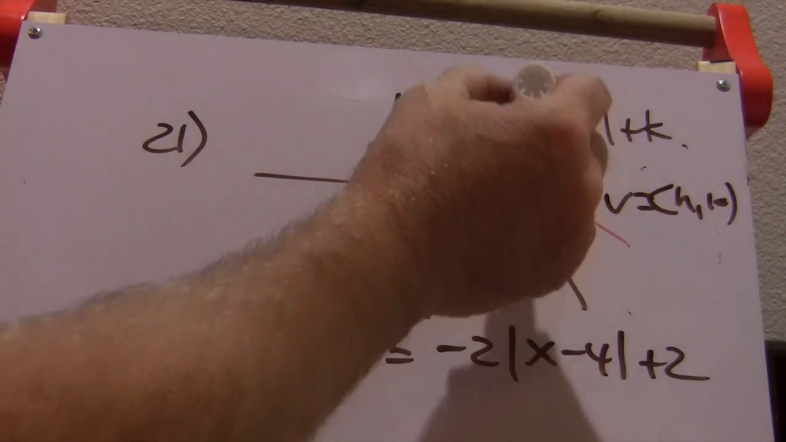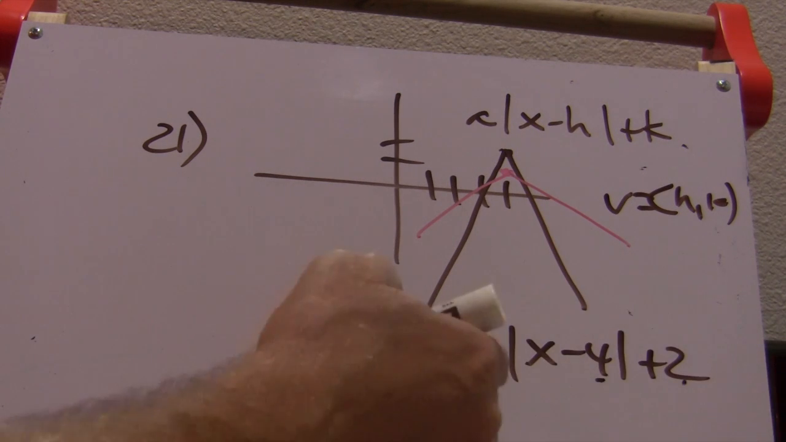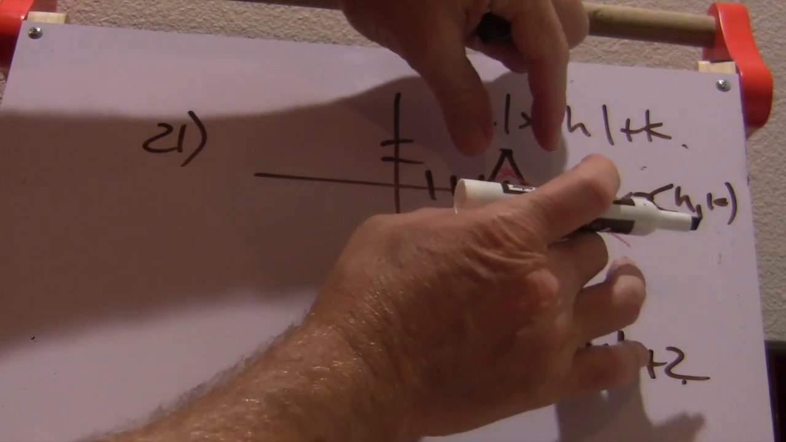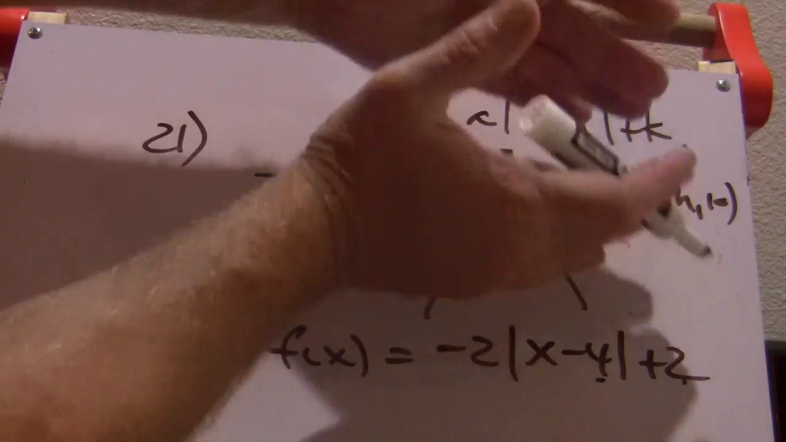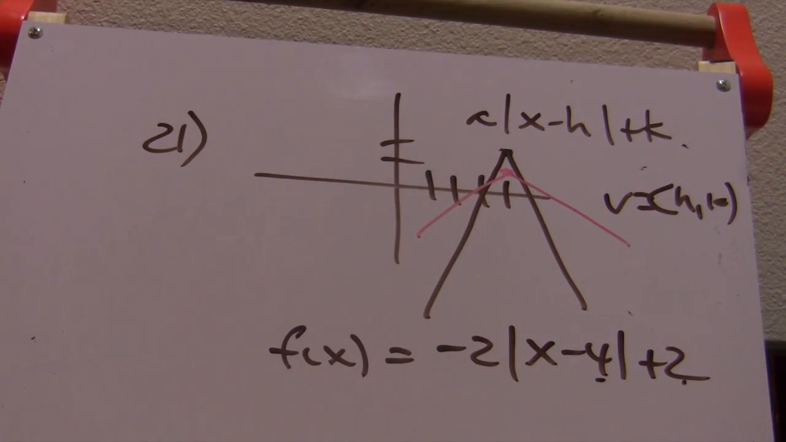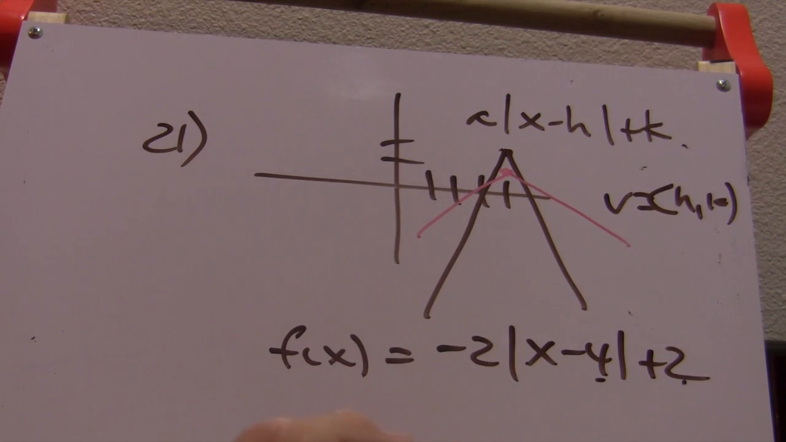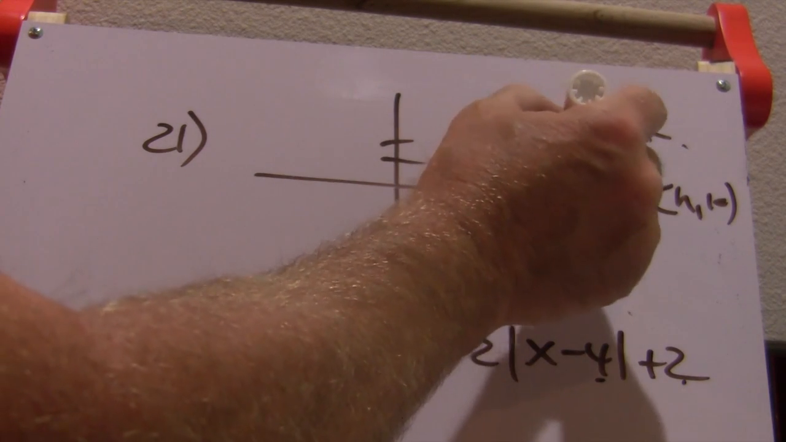So in this case, our vertex is at 4, 2. And this is the way the function looks. Remember, when you do vertical stretches, it gets skinnier. But if I shrink it, it gets wider. So what's happening is, since I know where the vertex is going to end up, the vertex ends up here at 4, 1.